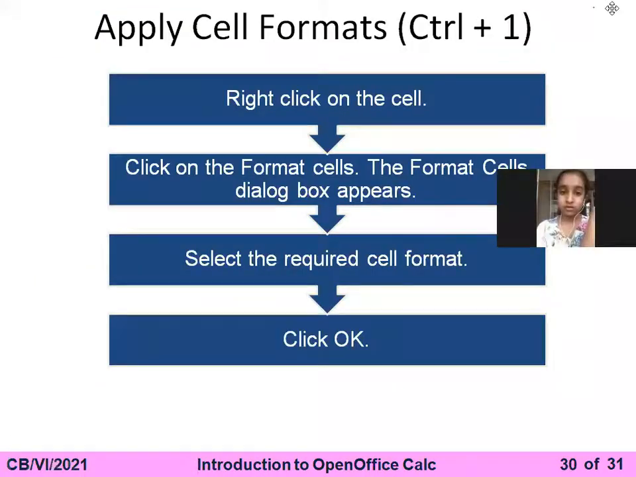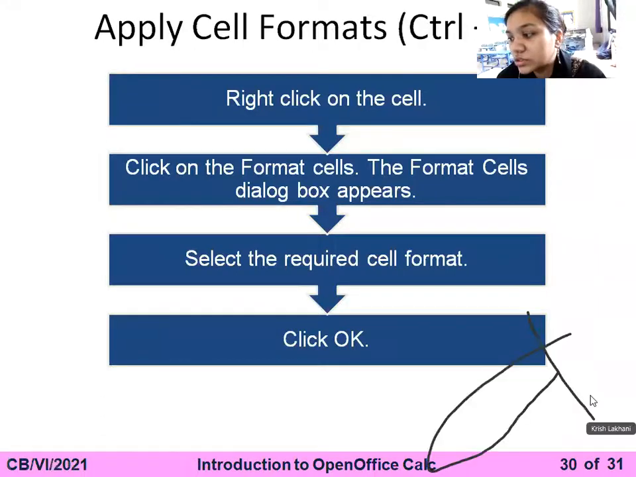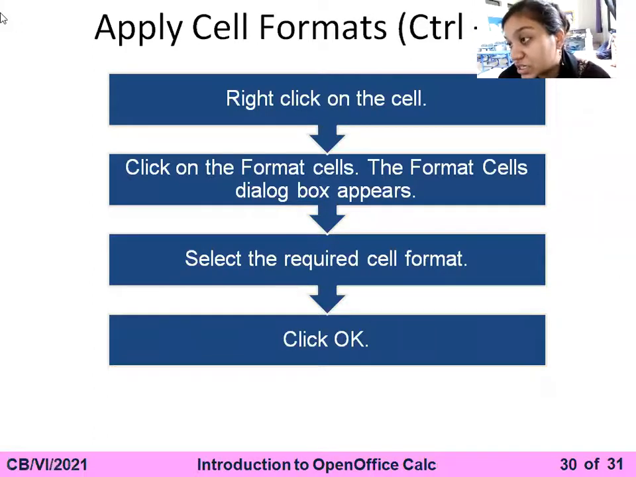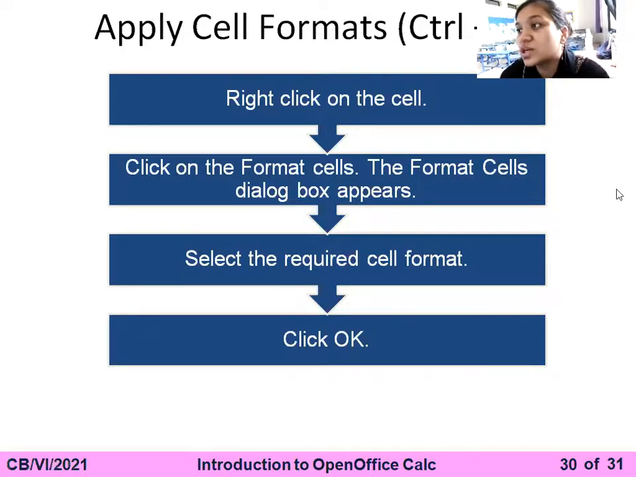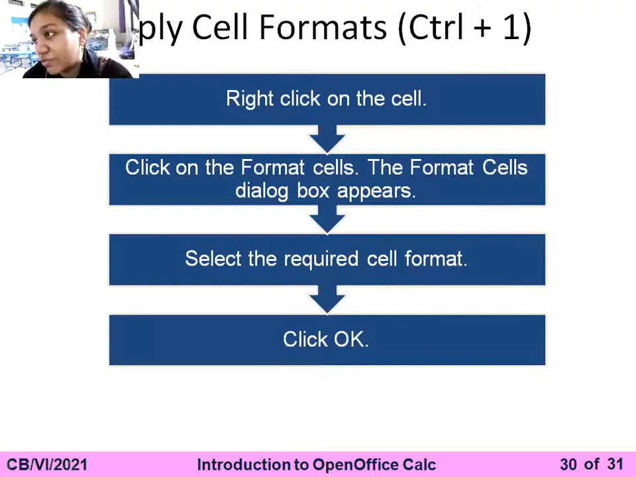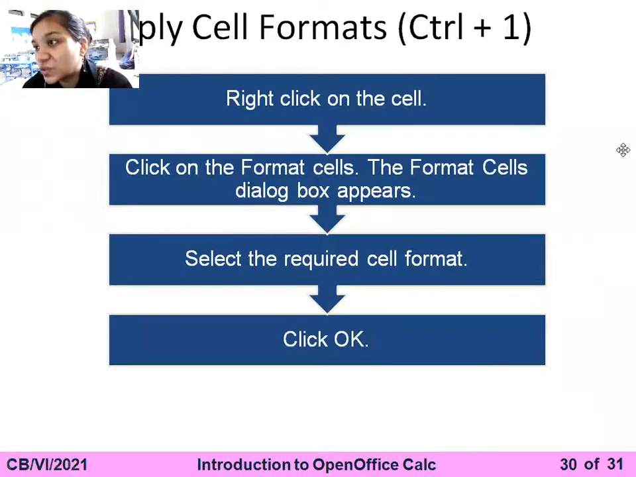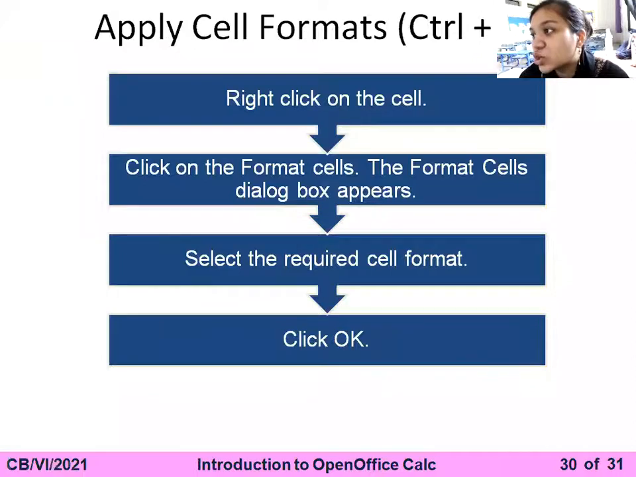There is a shortcut key, Ctrl+1. Everyone has to remember this for the exam. Mostly this shortcut key is asked to apply the cell format. Ctrl+1 is used. Instead of doing a right click, you can use Ctrl+1 also. Remember this one because in most exams I can see this question is asked every time: which shortcut key is used to apply the cell format? Ctrl+1 is used to apply the cell format.